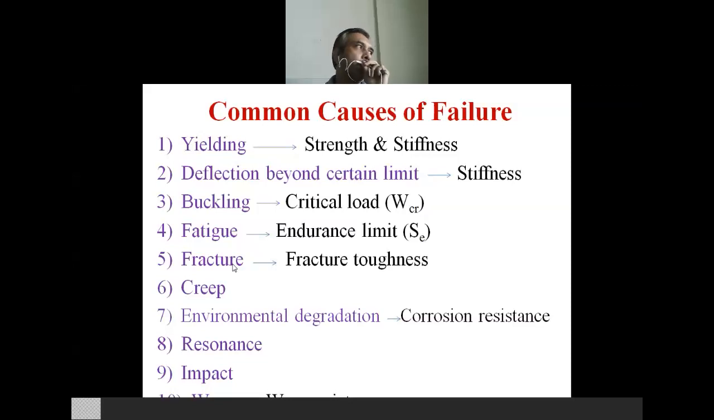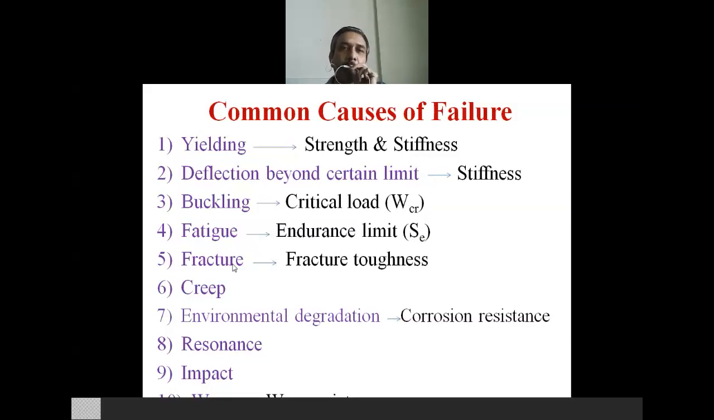That will lead to the failure. We call it a fracture failure. If there is a crack in any particular component and there is a probability of growing that crack under applied load, then you have to take care of fracture failure. Then there is a probability that the component may fail against fracture. Okay? Is it clear with this?